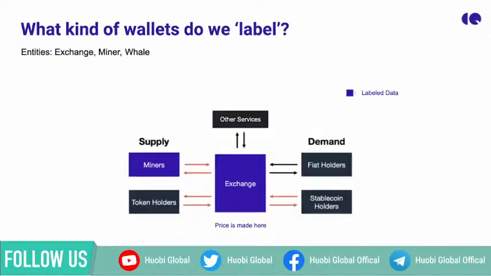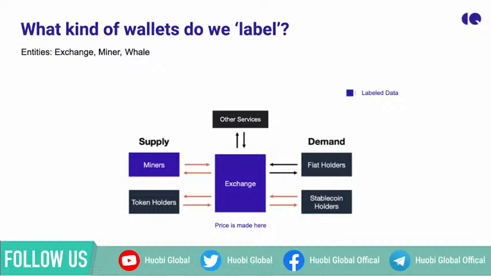And we don't just label all the wallets. There are so many wallets out there, but we label the important ones. Among the many wallets, there are certain wallets that we focus on labeling because they have a bigger impact on the price. The wallets that we focus on are called the main entities, and there are 3 of them. First is exchanges, second is miners, and third is whales.